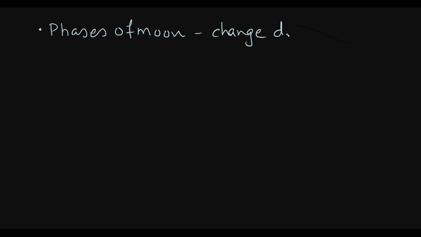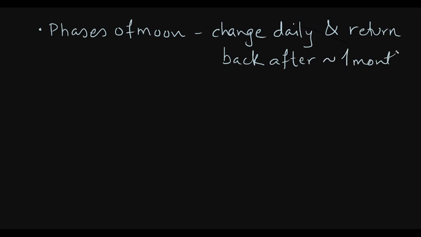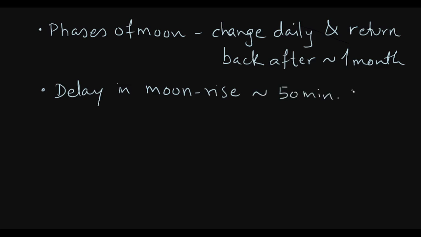So just to recap, there are phases of the moon which change daily and return back to the same phase after about 1 month. Then you have the delay in moonrise every day, and this happens about 50 minutes daily.